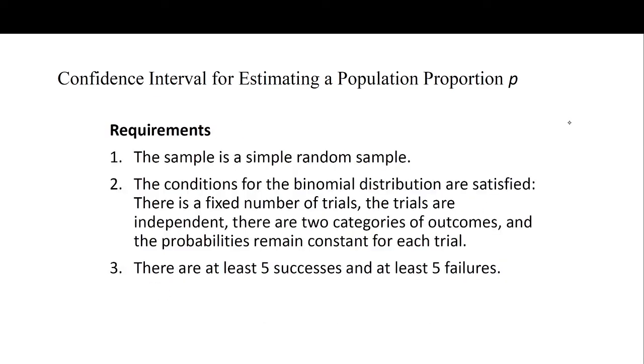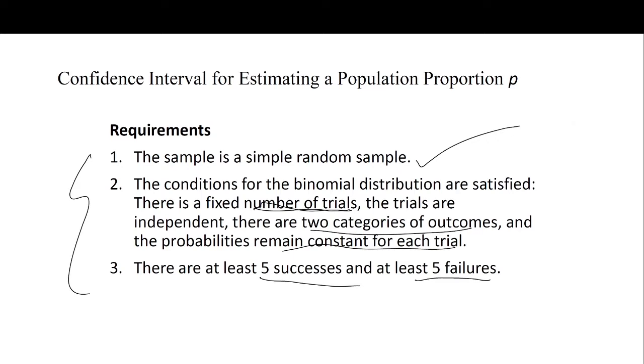But these are the requirements we need to satisfy: 1, 2, and 3. First of all, the sample should be a random sample, and then the conditions for the binomial distribution are satisfied. That means there is a fixed number of trials, and the trials are independent, and there are two categories of outcome, and the probability remains constant for each trial. So these are the conditions it should meet to construct a confidence interval for estimating a population proportion. And number 3 is there are at least 5 successes and 5 failures. So these are the requirements we need to always check for the confidence interval for estimating a population proportion.